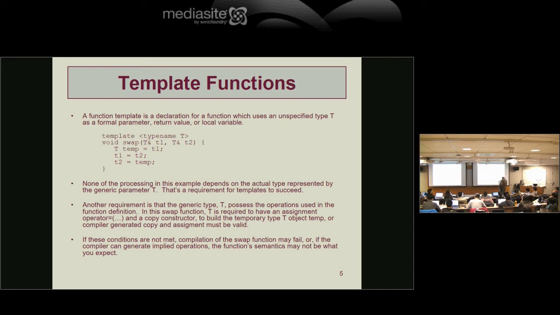So the moral of the story is, remember the rule of threes. If your class has correct copy and assignment and destruction semantics, don't supply them. The compiler-generated one is just fine. And if you don't supply them, the compiler will generate them, and this will work just fine. If it doesn't, you supply them, and this works just fine. The compiler will use your supplied functions.